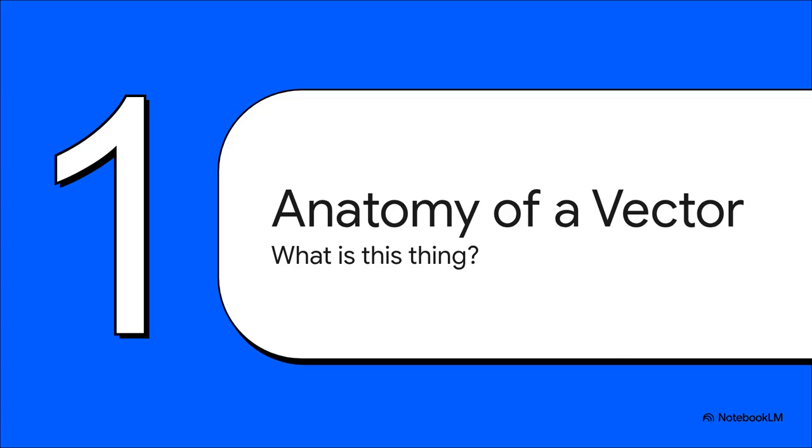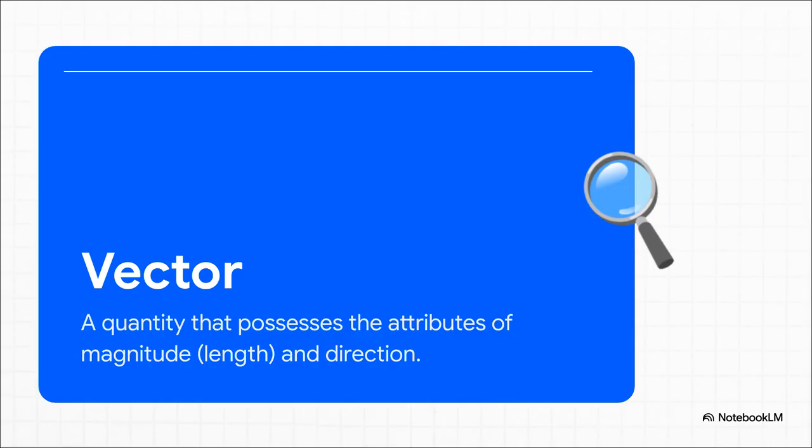All right, let's break this thing down. Section 1, the anatomy of a vector. We're going to look at it in two ways. First, what it looks like as a simple picture, and then how we talk about it using numbers. So at its heart, a vector has just two key ingredients. First, it has magnitude, which is really just a fancy word for its size or its length. And second, it has direction, which is exactly what it sounds like. You put those two things together, magnitude and direction, and congratulations, you've got yourself a vector.